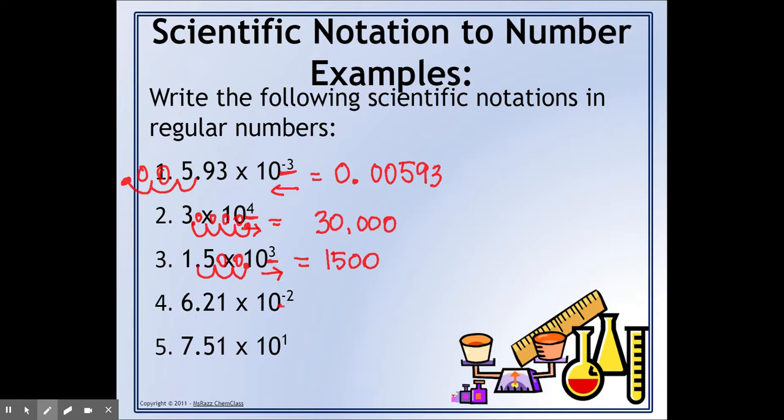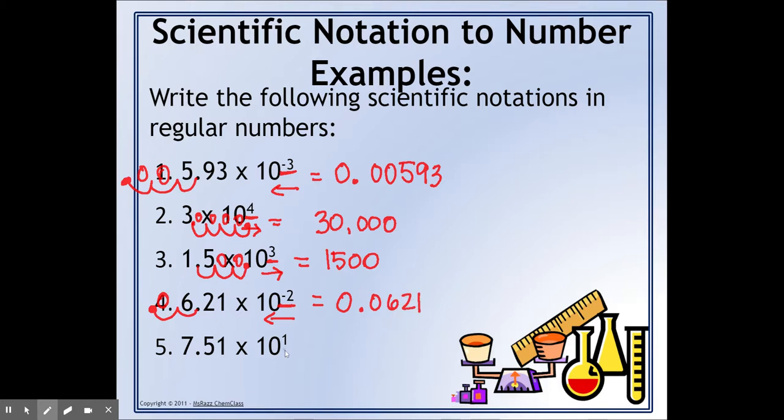Number 4, we have negative 2 as an exponent. So we're going to move to the left 2. Here's our current decimal. 1, 2. Fill in with zeros. So our answer, our whole number, is going to be 0.0621.